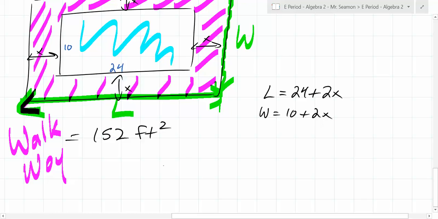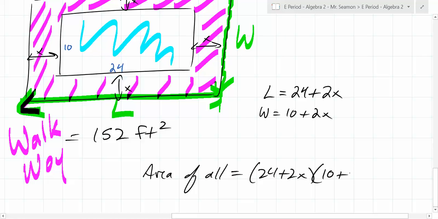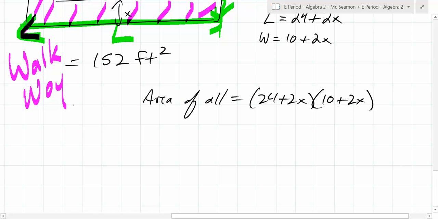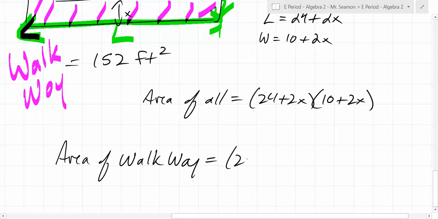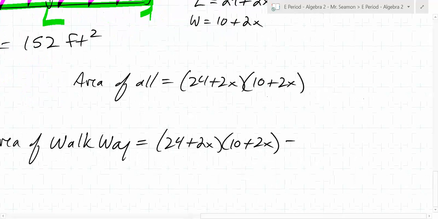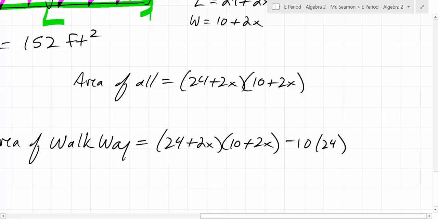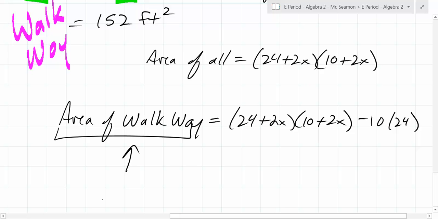So what does this represent? The area of all. What does area of all equal? 24 plus 2x times 10 plus 2x. But we don't want the area of everything. We want to take away the pool. So the area of the walkway is going to be 24 plus 2x times 10 plus 2x minus 10 times 24. But we know what the area of the walkway is. What is it? 152. So you have 152 equals 24 plus 2x times 10 plus 2x minus 240.